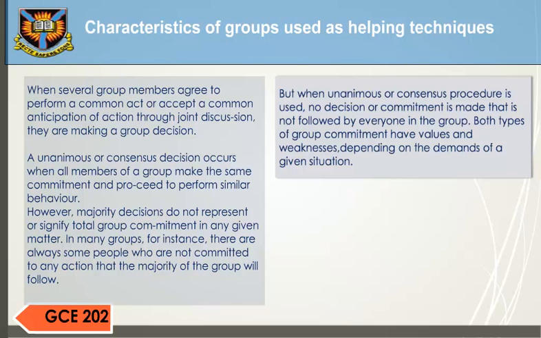A unanimous or consensus decision occurs when all members of a group make the same commitment and proceed to perform similar behavior. However, majority decisions do not represent or signify total group commitment in any given matter. In many groups, for instance, there are always some people who are not committed to any action that the majority of the group will follow. But when a unanimous or consensus procedure is used, no decision or commitment is made that is not followed by everyone in the group. Both types of group commitment have values and weaknesses depending on the demands of a given situation.